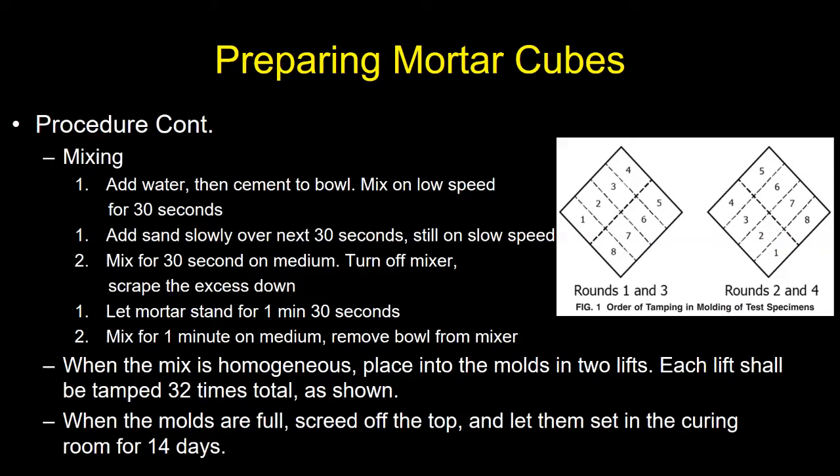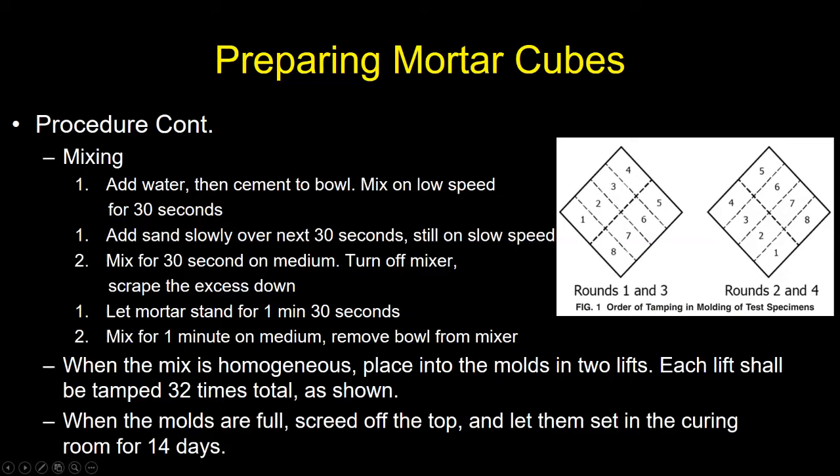When the mix is homogeneous, you'll want to place it in the molds in 2 lifts, and each lift will be tamped 32 times total, shown in this figure. So we do 8 tamps, and then we change the orientation of the tamp and do 8 more, and then we go back and do that twice. So we have 4 rounds of tamping, 8 for each round. You'll see me do this in the video, and we'll do that 32 times total.